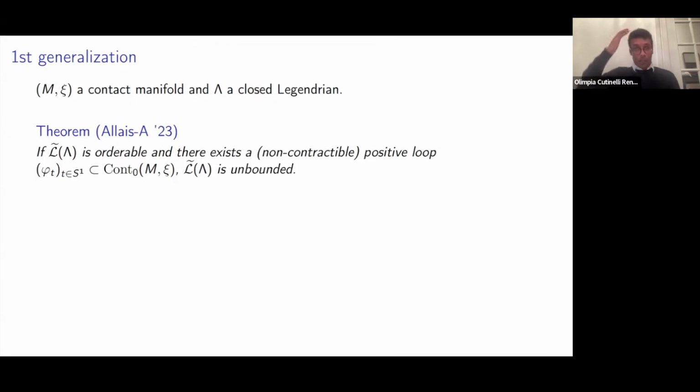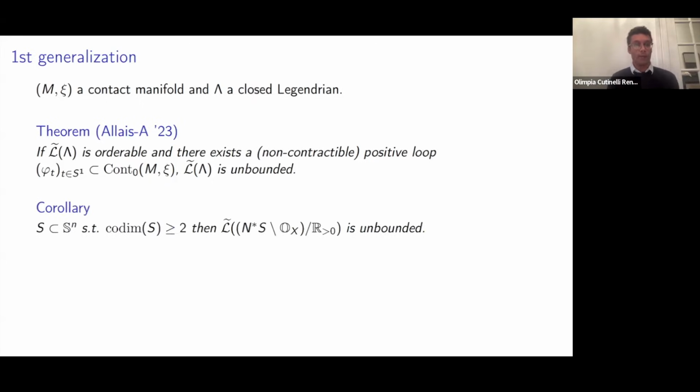Okay? So we recover the results of Vincent Colin and Sheila Sandon because in their examples they were satisfying these assumptions, but we get some new examples of Legendrians whose universal cover Legendrian isotopy class is unbounded.